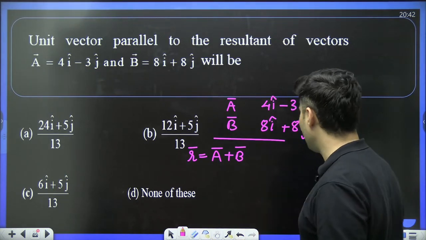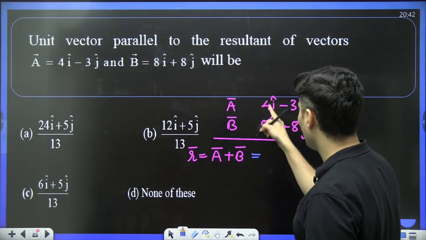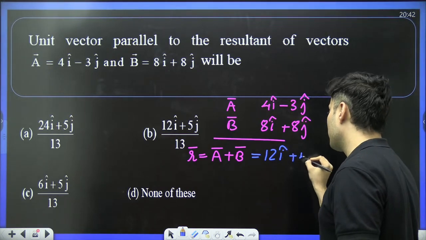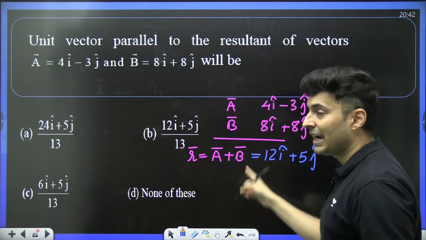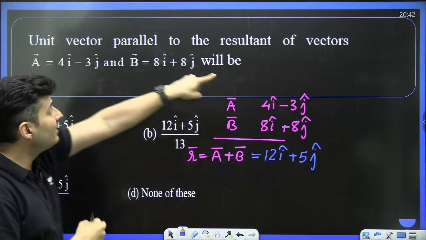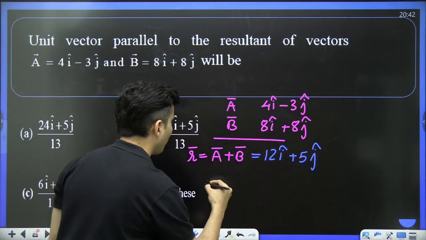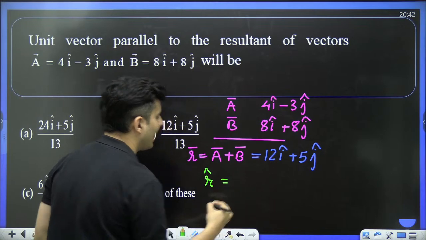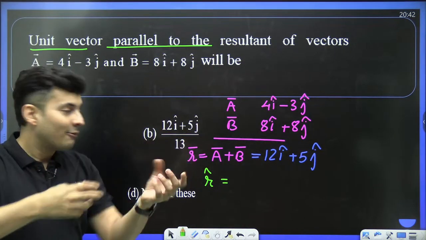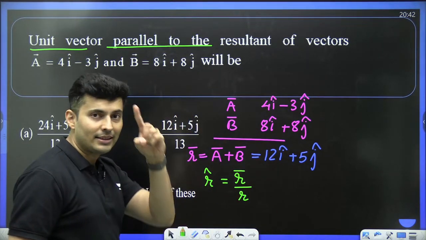So let's find the resultant. What is the resultant turning out to be? 4 plus 8, 12i, minus 3 plus 8, 5j. That is a vector which is the resultant. But the question is, find the unit vector along some vector. So basically the question is, what is r hat? R hat is what is asked. Unit vector parallel to that is vector divided by magnitude. That's the formula I just told you.